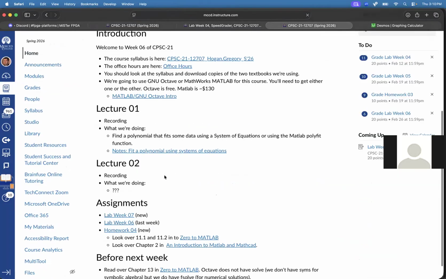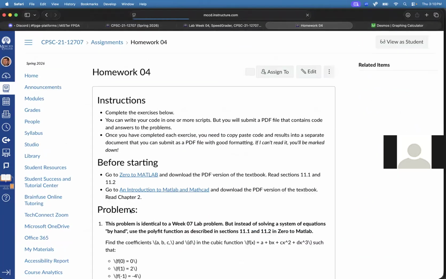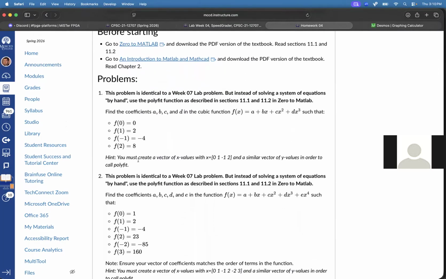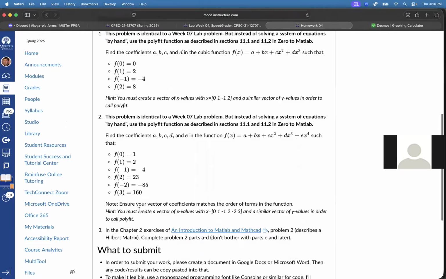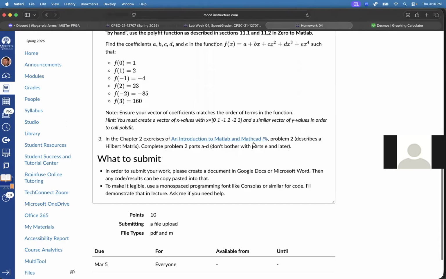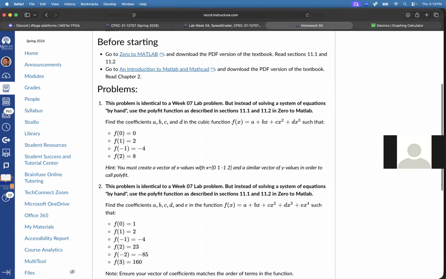However, in the homework for this week, homework 4, I have 2 of the same problems, but this time it says instead of solving the system of equations by hand, use the polyfit function. So we want to use the polyfit function as I just demonstrated. This is actually really quick. I just want to make sure that you know how to type this out and solve it with the polyfit method. And then there's another question here that's unrelated that I want you to go find and solve from a textbook.